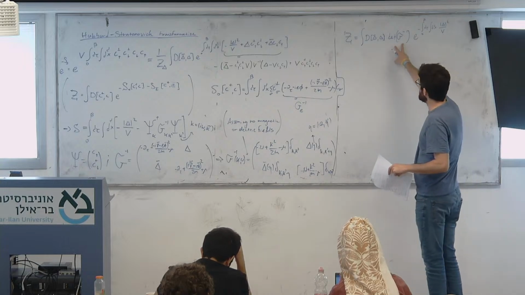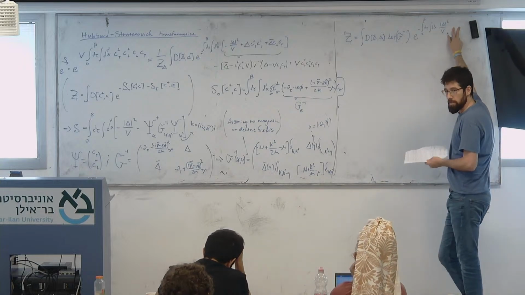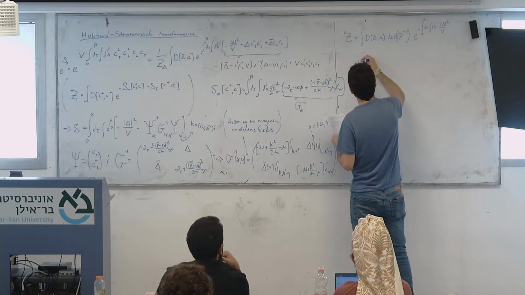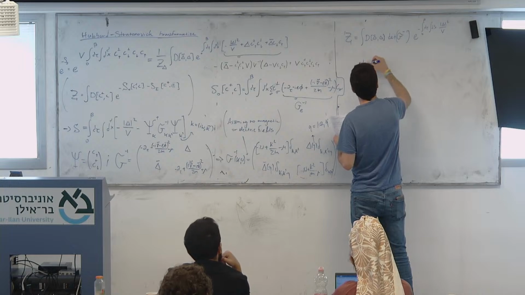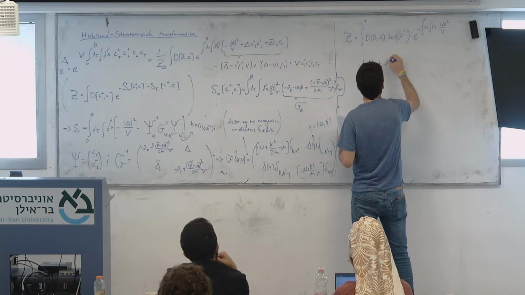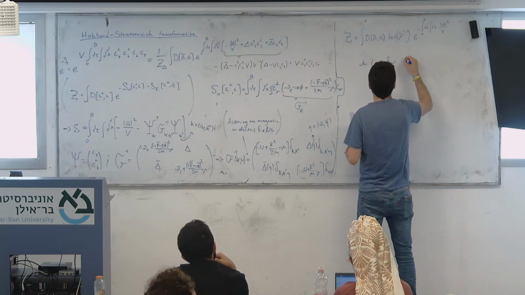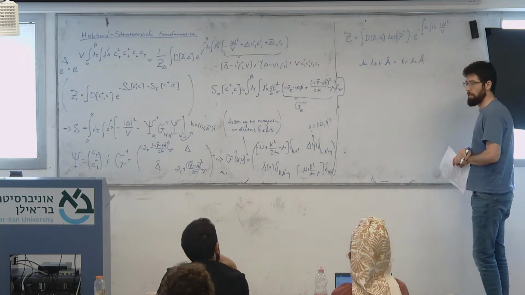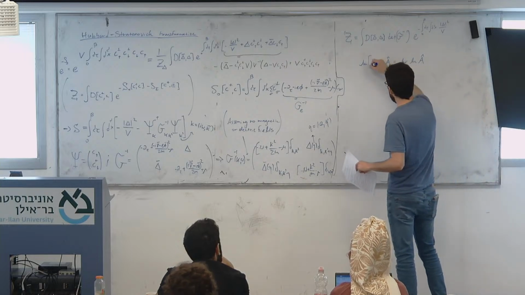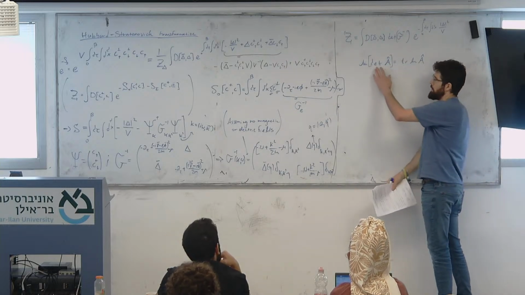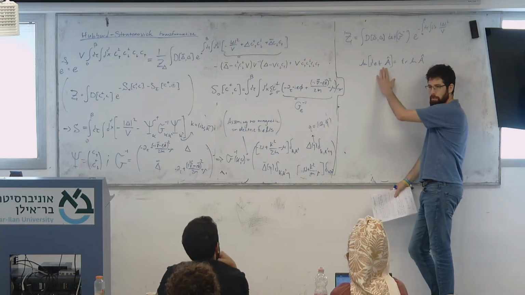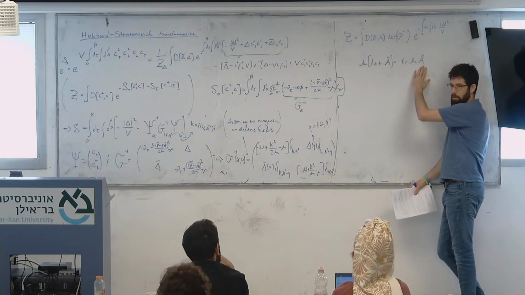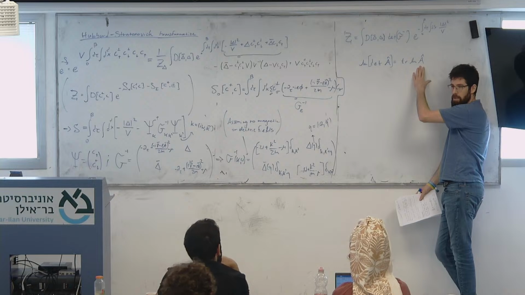Now, this we can bring up to the exponent with a log. And we use the fact that ln of det of a matrix is equal to trace ln of a matrix. Okay? Now, this should be read in this way. The determinant of a matrix is a number. This is the ln of that number. Here, this is a different story. This is the ln of a matrix.